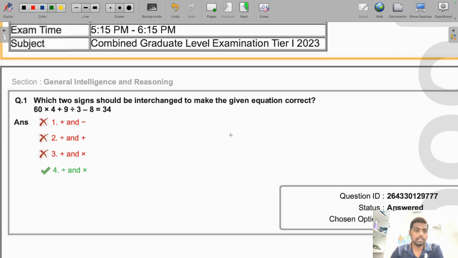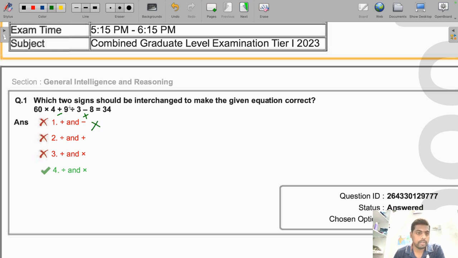In the first question, they are asking which two signs should be interchanged to make the given equation correct. You should solve this question through options only. Let us interchange plus and minus. If you interchange plus and minus, here it will be minus and here it will be plus. So here it will be 16 into 4, 240, 240 minus 3 plus 8 means it will be a huge number only. So this is not possible.